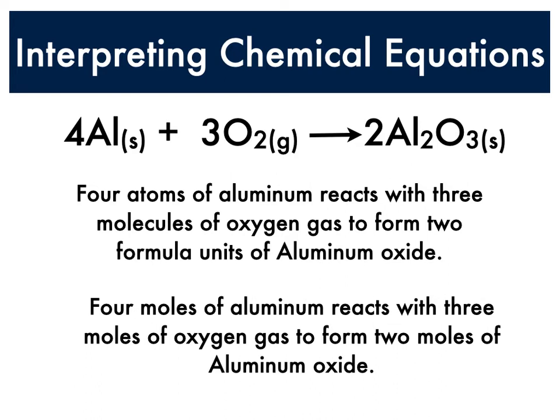So another way to interpret a chemical reaction is in interacting moles. So we can say 4 moles of aluminum react with 3 moles of oxygen gas to form 2 moles of aluminum oxide.